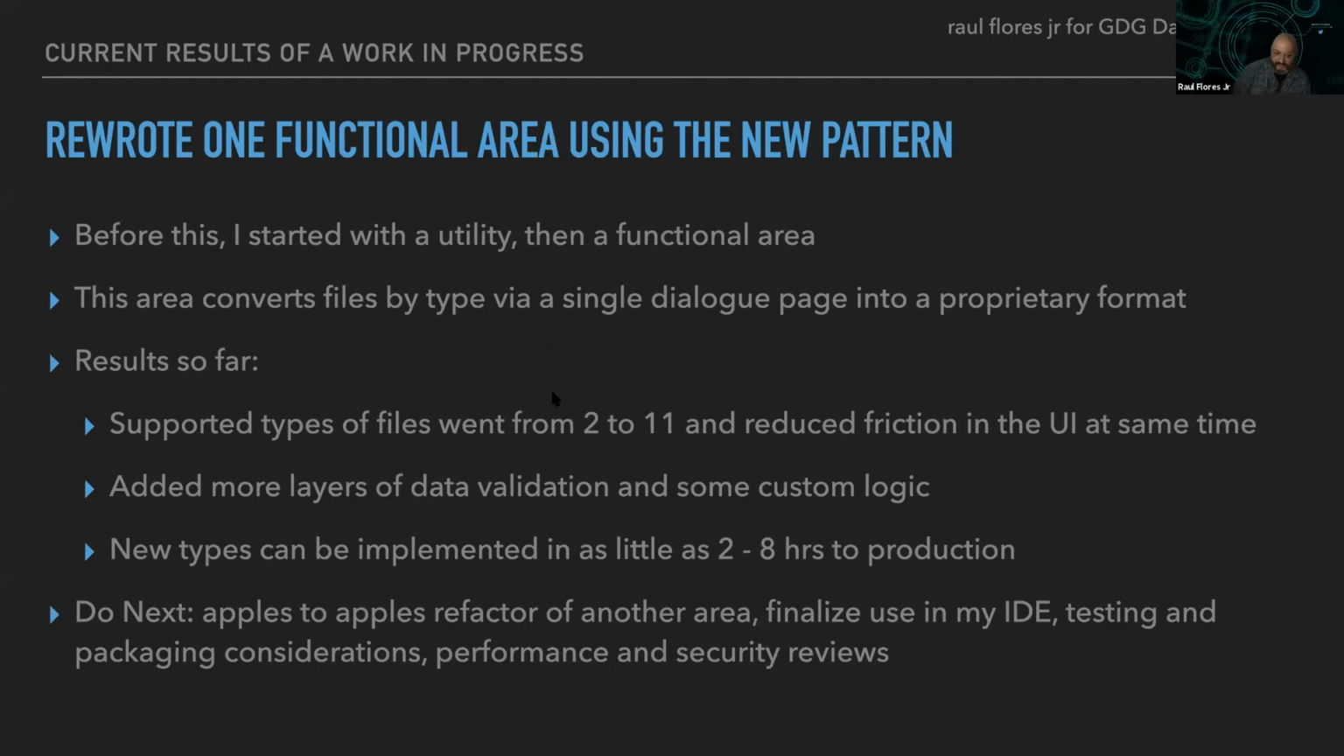So my next items are to pick another area and do it again, seek some feedback, and then try to get an apples to apples refactor where I'm not causing my own scope creep, like I did with this one. That way I can compare that, finalize the use in my IDE, some testing and packaging considerations, like how does it work when you minimize it and all that. Just general, how does it really perform? It does seem to be more performant, and it does tend to use less code.